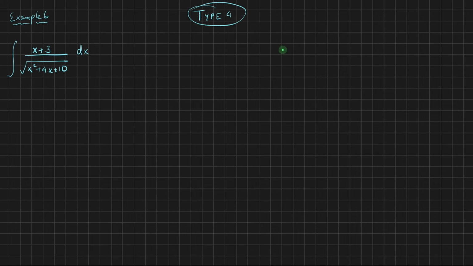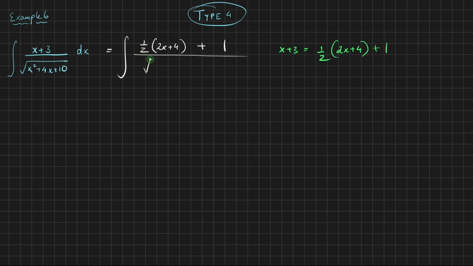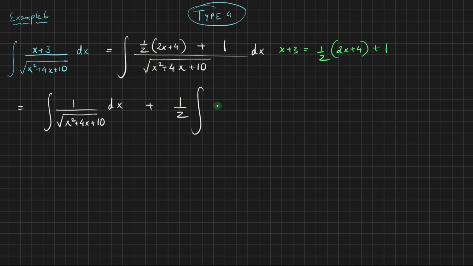And it turns out that the numerator and the quadratic are the same as the type 2 example. So just to remind you, we rewrote x plus 3 as half of 2x plus 4, plus 1. And so we can rewrite this integral as the integral of 1/2 (2x plus 4) plus 1, all over the square root of x squared plus 4x plus 10 dx. And again, we can split this up into two different integrals. The first integral is 1 over square root of x squared plus 4x plus 10 dx, and the second integral is plus 1 over 2 integral of 2x plus 4 over square root of x squared plus 4x plus 10 dx.